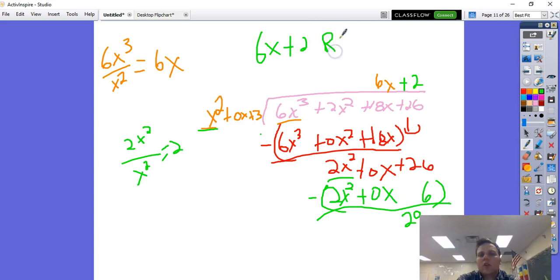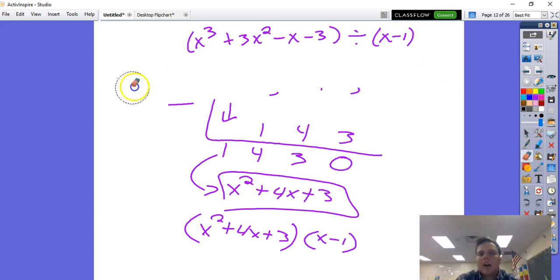So here I have a question for you. Is x squared plus 3 a factor of 6x cubed plus 2x squared plus 18x plus 26? No, it's not. Okay? Because in order to be a factor, you have a remainder of 0. All right? Cool. Let's go on to our next problem.